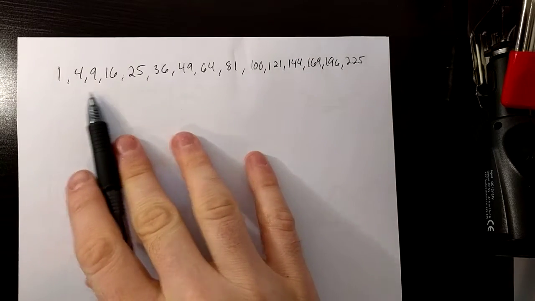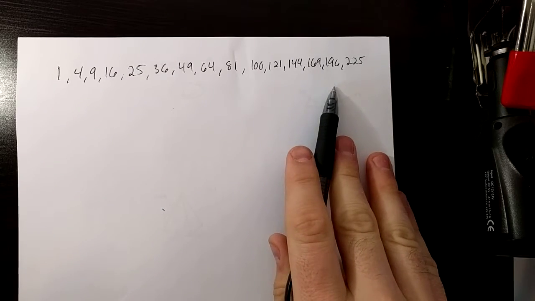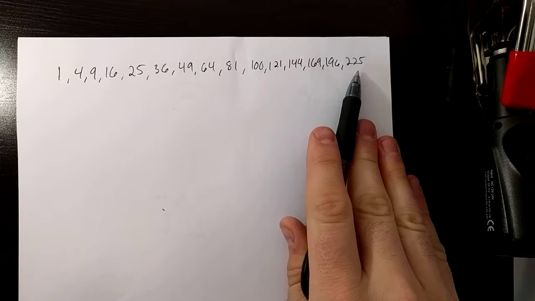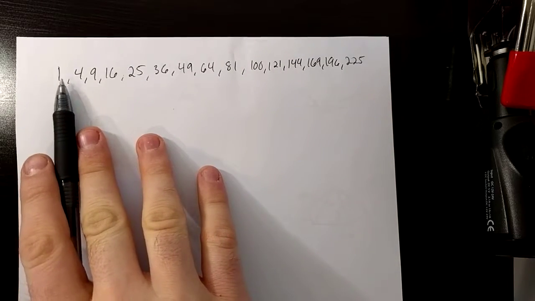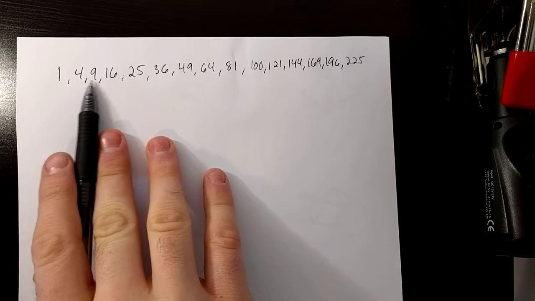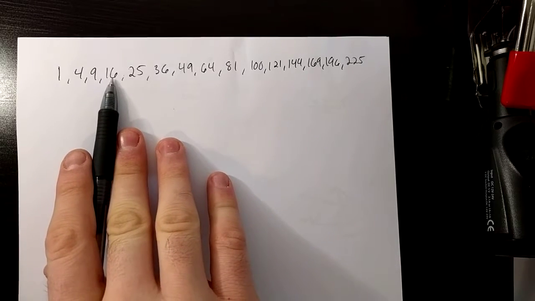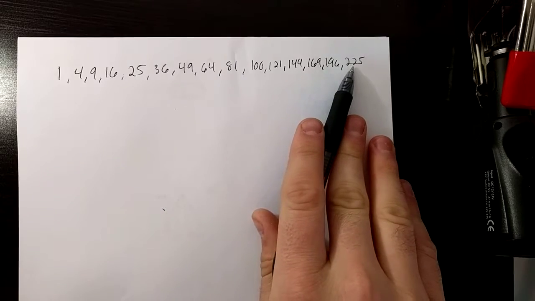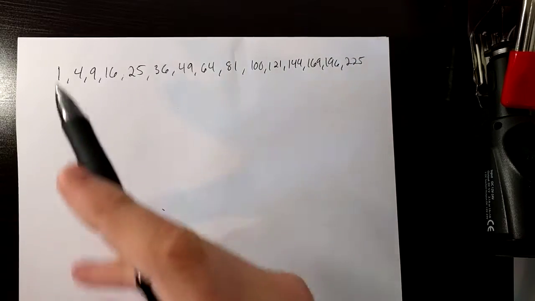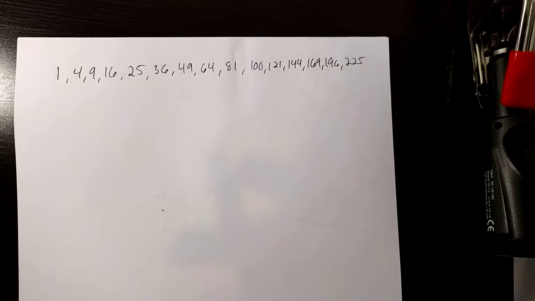I have written out on the top of this sheet of paper the first 15 perfect squares, starting with 1, 4, 9, 16, all the way up to 225. And each of these numbers is just the next integer squared. So 1 squared is 1, 2 squared, 4, 3 squared, 9, 4 squared, 16, and so on, all the way up to 15 squared, 225. We're going to use this list of numbers to help us simplify a radical.